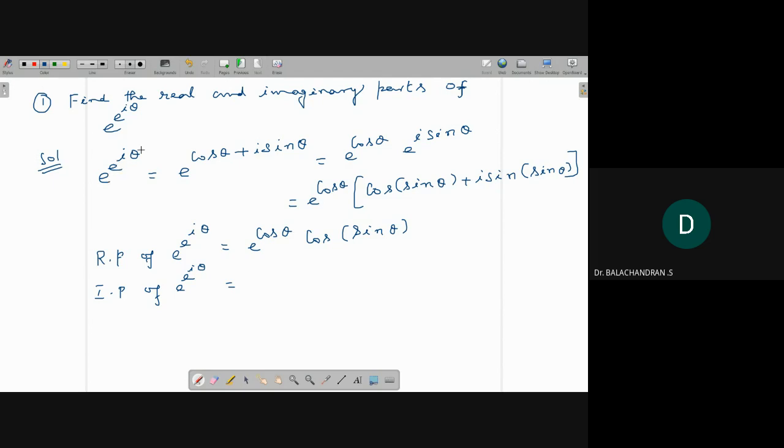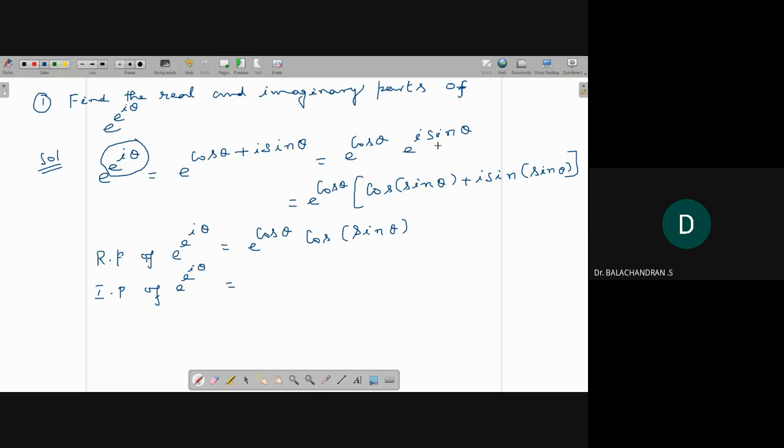e power i theta, instead of that you can write cos theta plus i sin theta. Okay, so e power cos theta I keep this e. e power i theta is what? Cos theta plus i sin theta. So next step I will write e power cos theta in split like this, e power i into sin theta. Now from here to here, I keep e power cos theta as it is.